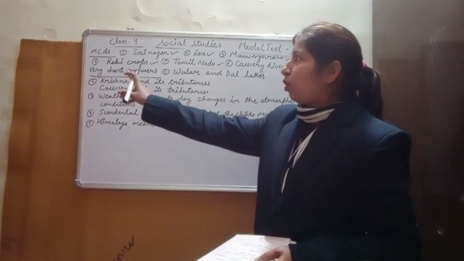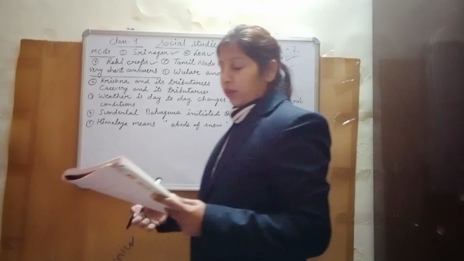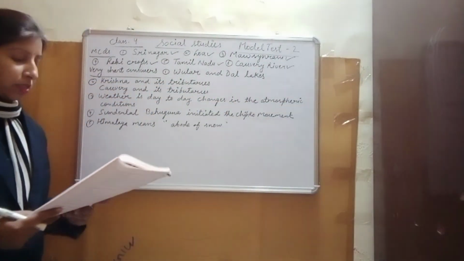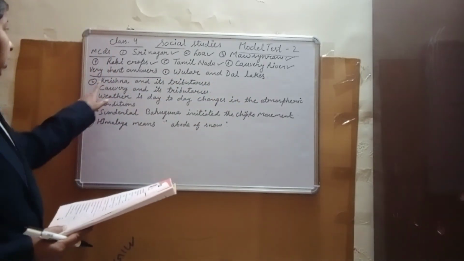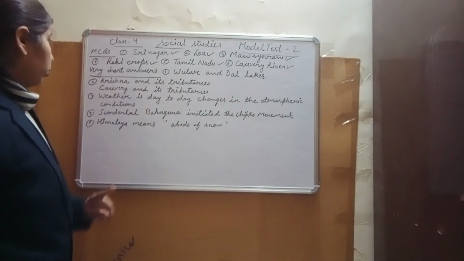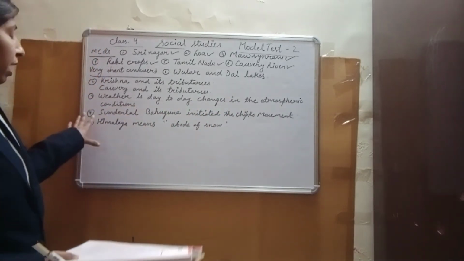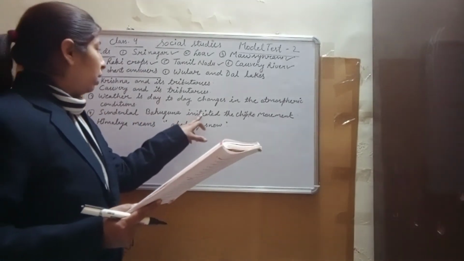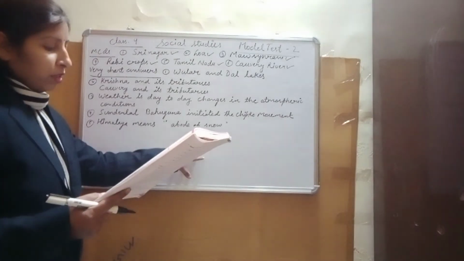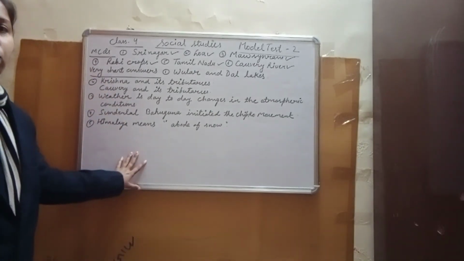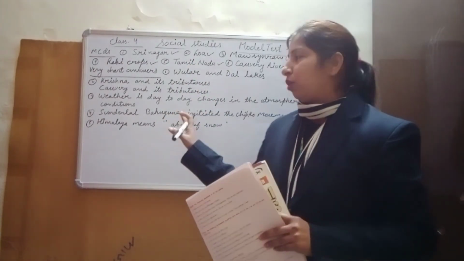In today's class we have solved MCQs. Check your answers. Then very short answers, note down in your notebook. I'm reading the answers once again. Name the famous lakes in the Union Territory of Jammu and Kashmir, that is Wular and Dal lakes. Name 2 main river systems of Karnataka, that is Krishna and its tributaries and Kaveri and its tributaries. What is weather? Weather is day-to-day changes in the atmospheric conditions. Who initiated Chipko movement? Sundarlal Bahuguna. What does Himalaya mean? Himalaya means abode of snow. So all these answers you have to note down in your notebook, and MCQs you will mark tick in the book only.